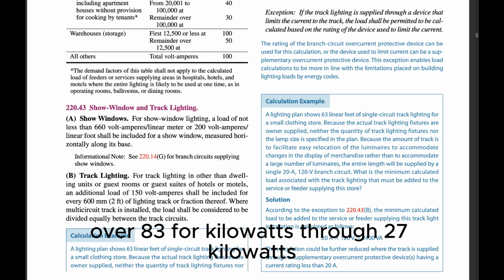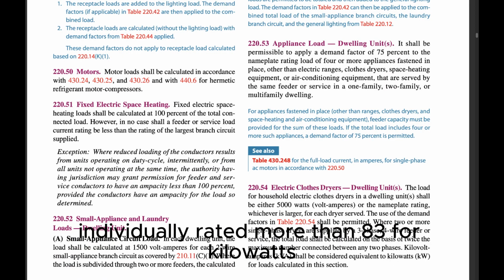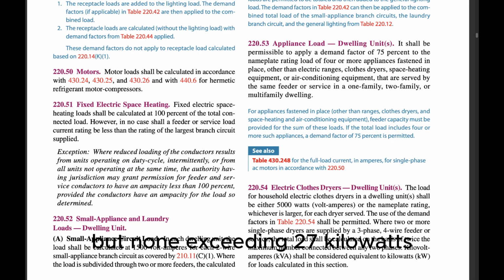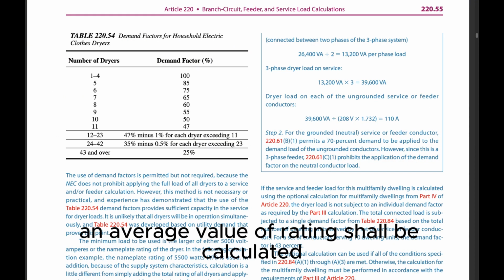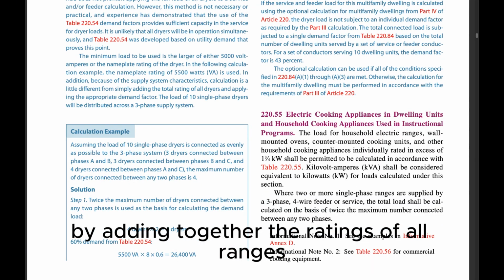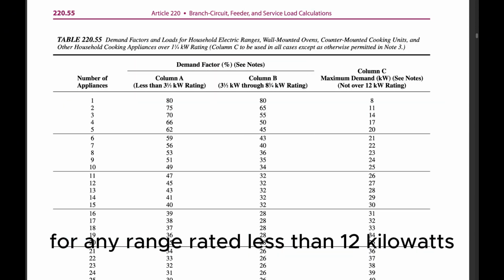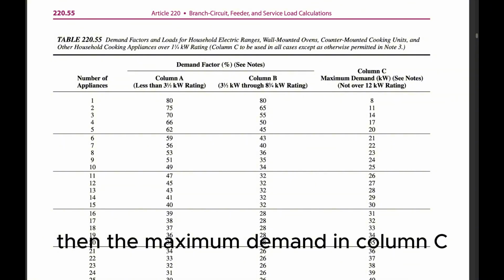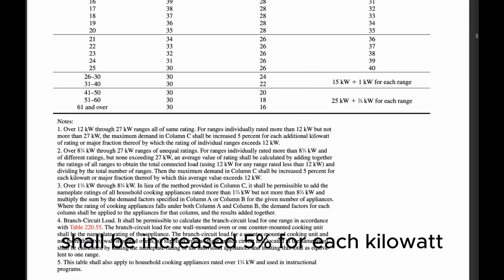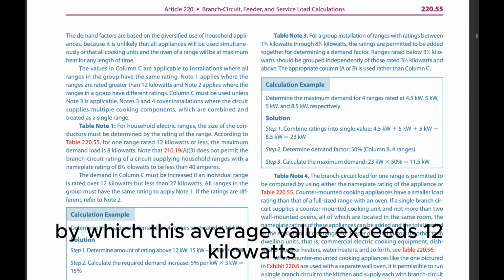2. Over 8 3/4 kilowatts through 27 kilowatts ranges of unequal ratings. For ranges individually rated more than 8 3/4 kilowatts and of different ratings, but none exceeding 27 kilowatts, an average value of rating shall be calculated by adding together the ratings of all ranges to obtain the total connected load, using 12 kilowatts for any range rated less than 12 kilowatts, and dividing by the total number of ranges. Then the maximum demand in column C shall be increased 5% for each kilowatt or major fraction thereof by which this average value exceeds 12 kilowatts.